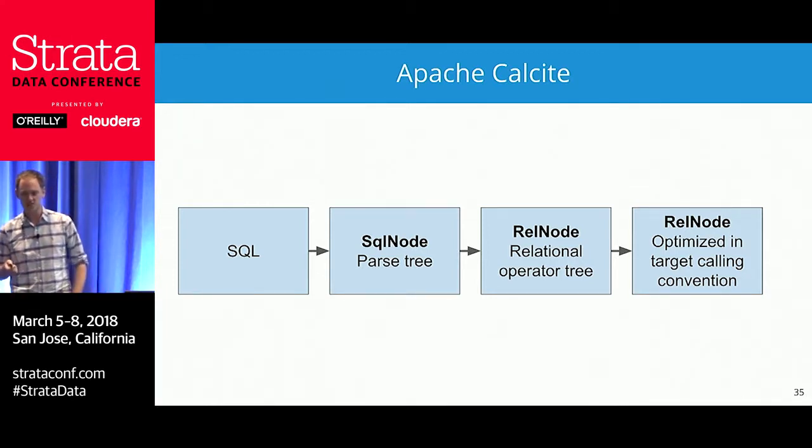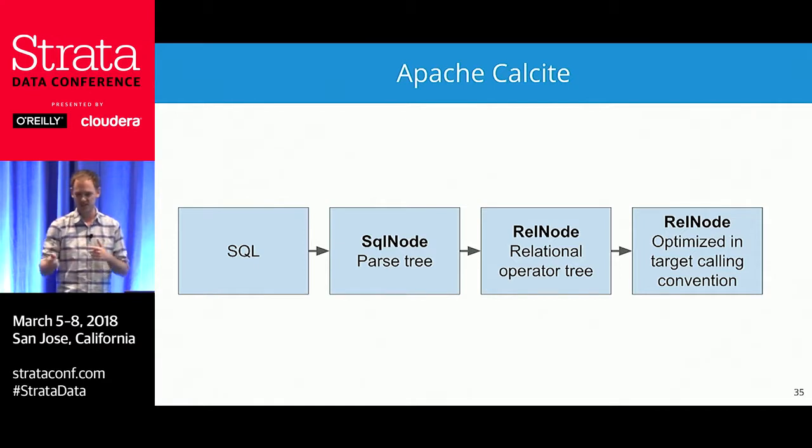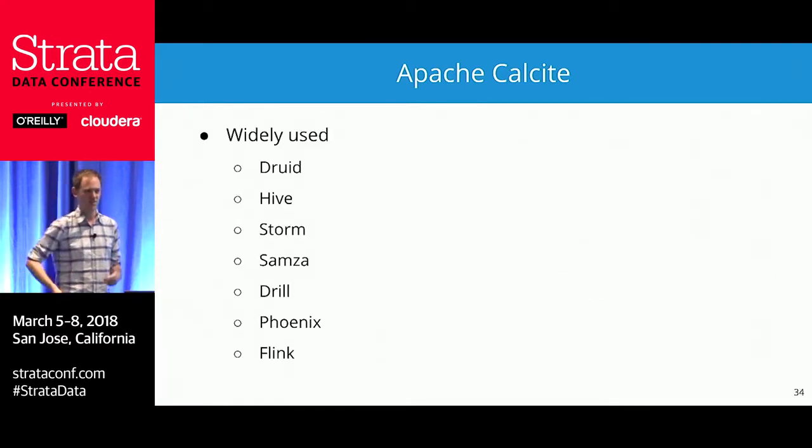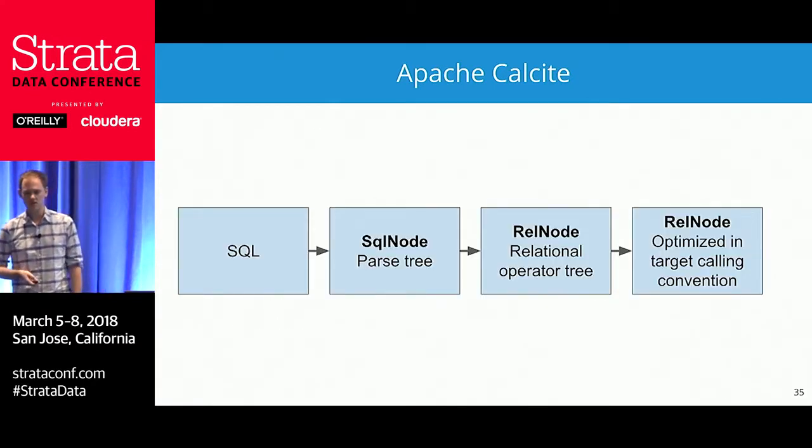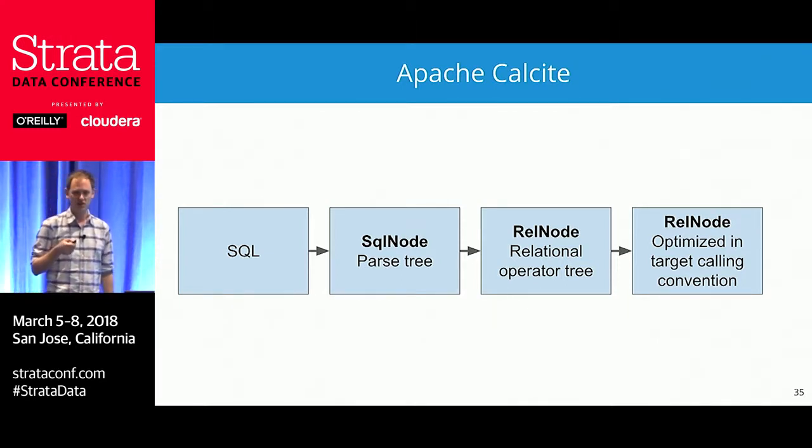So what Calcite does internally, you take SQL, it parses SQL into a SQL node parse tree. The SQL node is a Java class. This is all Java, by the way. I didn't mention that, but Druid, Calcite, all these things, all Java. So it parses it into a SQL node parse tree, a Java class. If you're familiar with how parsers or compilers work, this is the first stage of compiling something, parsing into some sort of syntax tree. That's a SQL node tree.